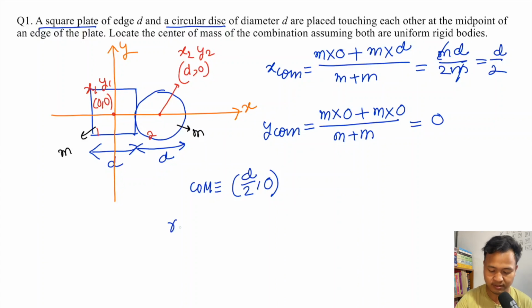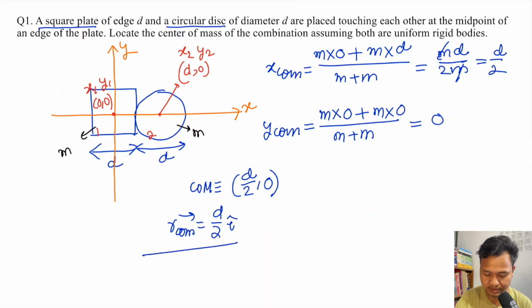So here also you can write like this: R COM is d by 2 i cap. Okay, like this.